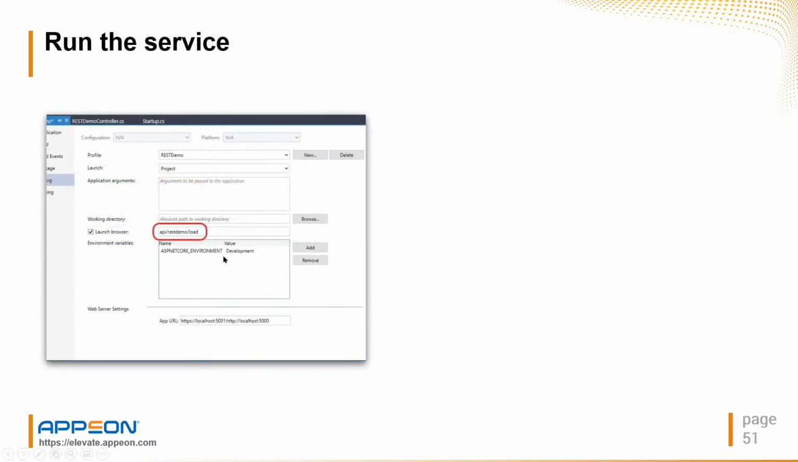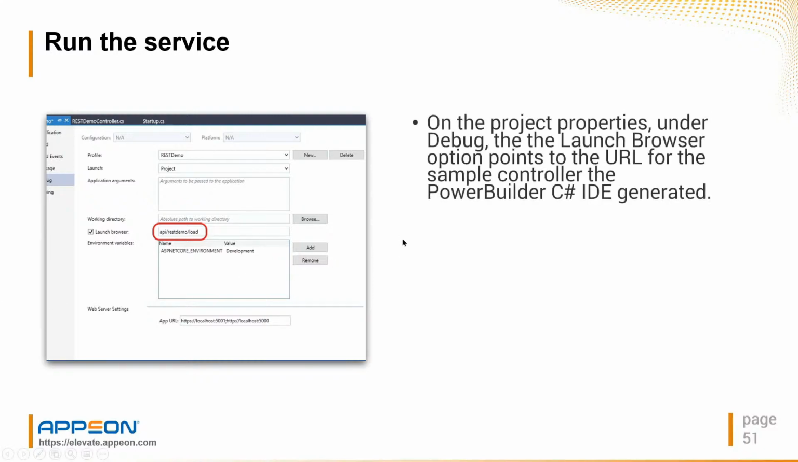Okay, so we're ready to run the service. Now, one thing that can help, it saves you a step. This is the debug tab, and if you go in the debug tab, there's an option that whenever you run the service, it will automatically launch the browser and call a URL. And so that's what I've done here. I've said launch the browser and run my RESTdemo/load method, and that way when I hit run, my service starts running and the browser automatically opens up and calls the service. You don't have to do this step. You could just run the service and then open up the browser yourself and type in the URL, but I thought I'd save a step.